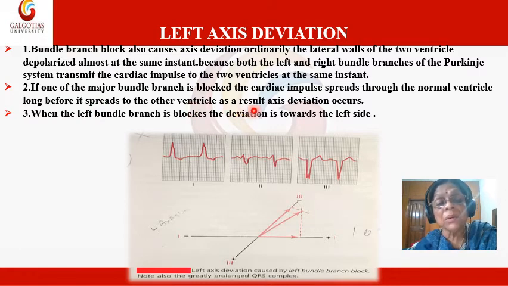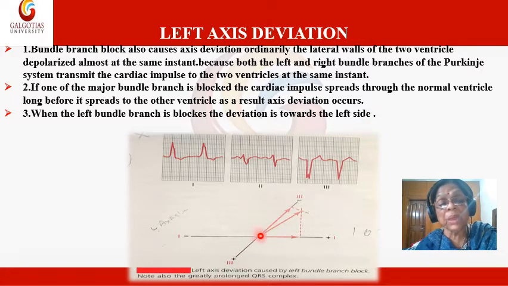As a result, axis deviation occurs, and when the left bundle branch is blocked, the deviation is towards the left side, because when the left bundle branch is blocked, the left side of the ventricle takes longer to depolarize, and it remains positive for a longer time. So the direction of the vector is towards the left, and there is deviation of the mean electrical axis to the left.